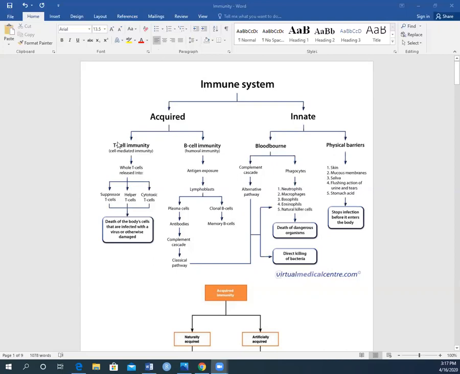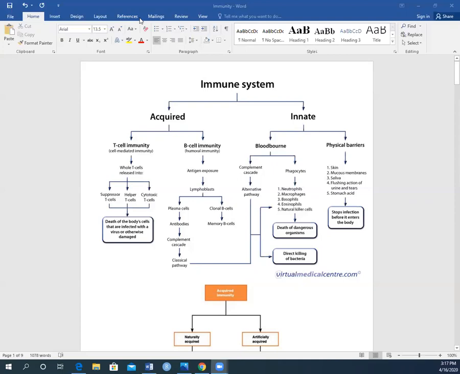Okay, now going over to the acquired. Your acquired immunity is going to be your T cells and B cells. So your T cells are going to be involved in your cell-mediated immunity. A T cell will bind to an infected cell and will cause perforations in that cell and cause that cell to basically enter into a suicide. So it would cause apoptosis, which is cell death.